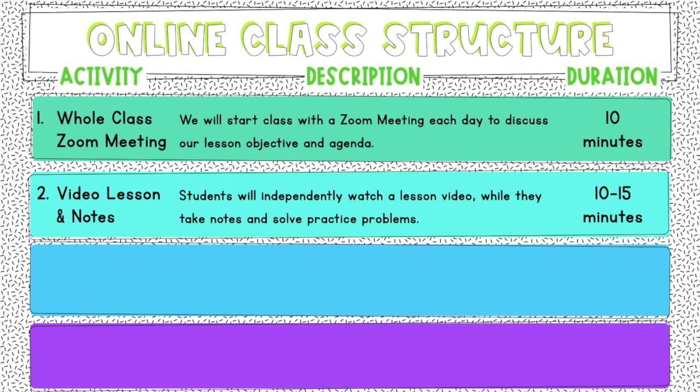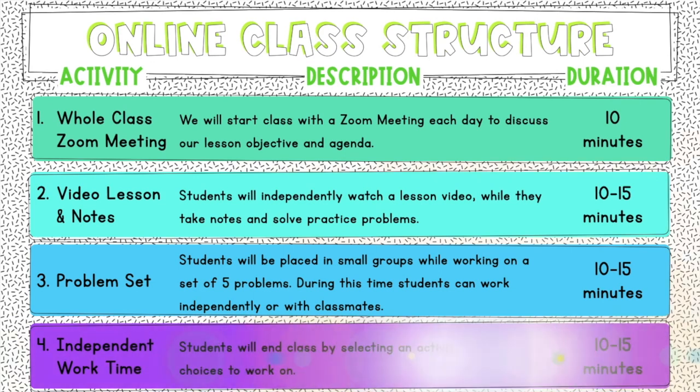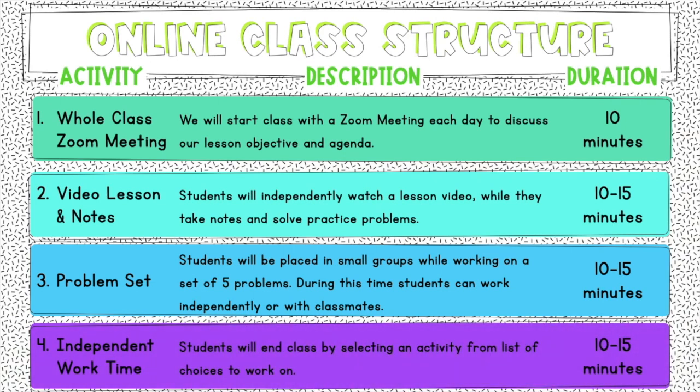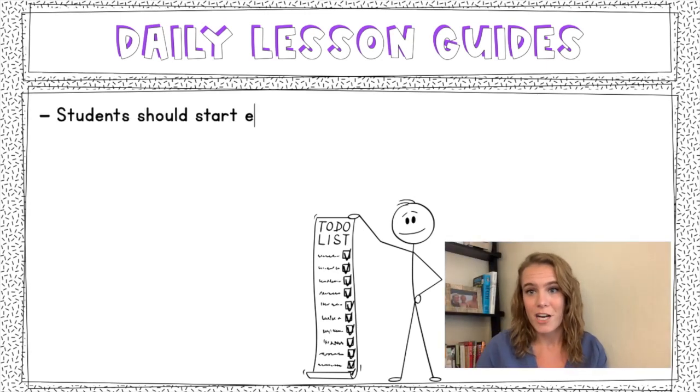Once students are finished with their lesson and taking notes, they'll come back to our whole class Zoom, where they'll actually be broken into smaller groups. In these small groups, students will work on their daily problem set, which is a set of 5 word problems, and students get a choice to work independently or use the classmates in their group for support if they need it. Once students have finished and turned in their problem set, they will end class with some independent work time. During this time, students will choose from a list of activities and how they practice the skills that were just learned.